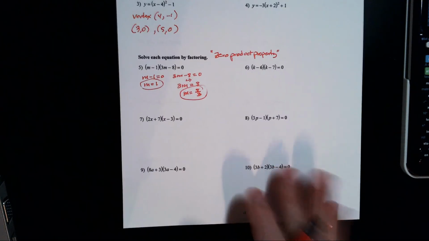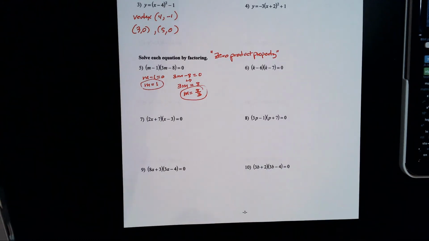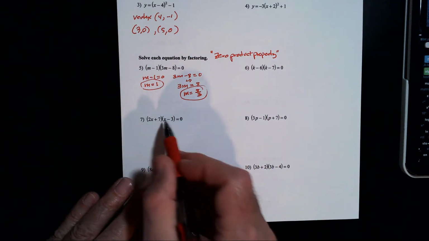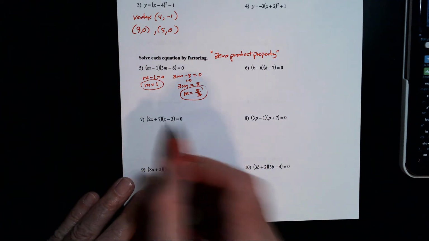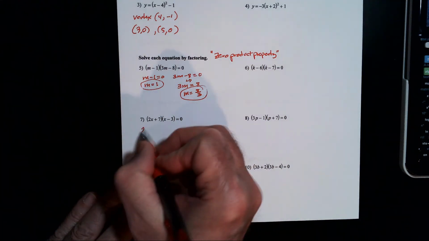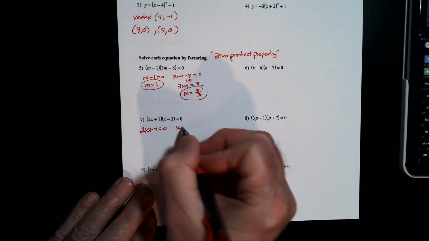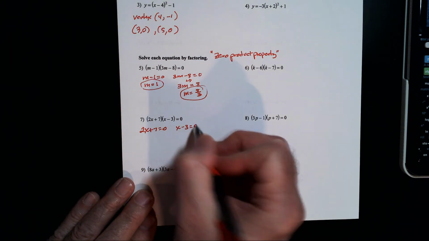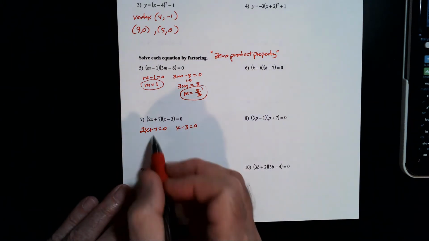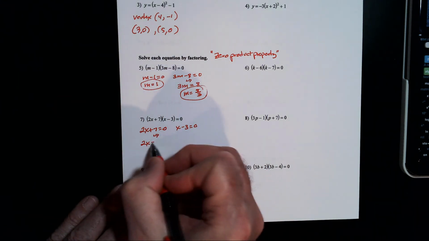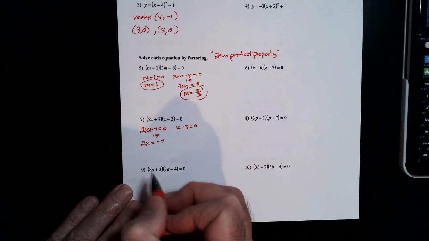All right, let's go to number 7. Again, we've got one binomial times another binomial. We're going to use the zero product property, set each one equal to 0, and solve them independently. Here on the left, we'll subtract 7 from both sides, and then divide that by 2.